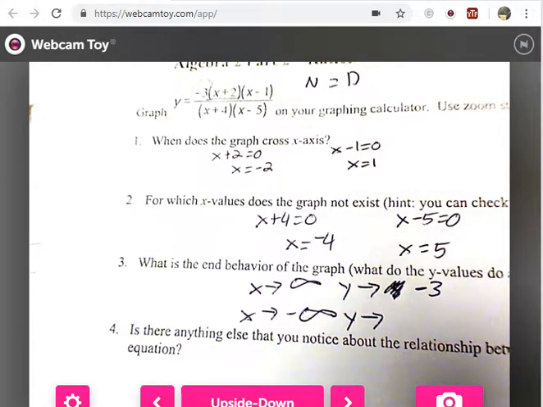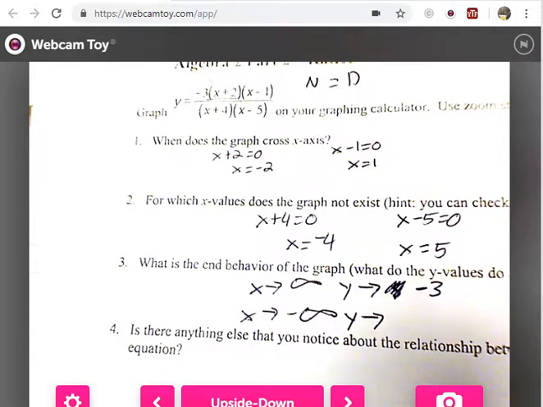So let's look in the other direction for my end behavior. Let's look at the other one for my end behavior. Hold on one second. I'm just zooming out.